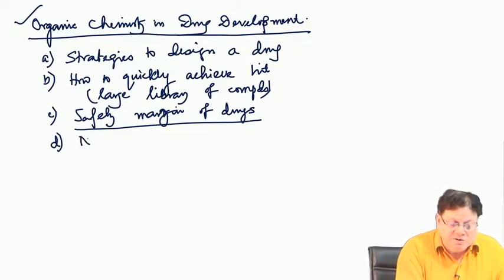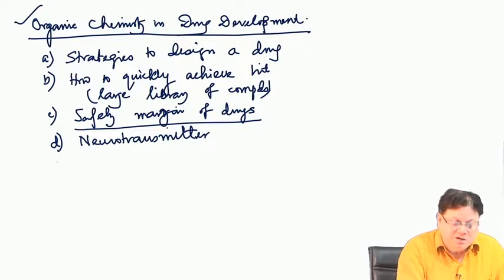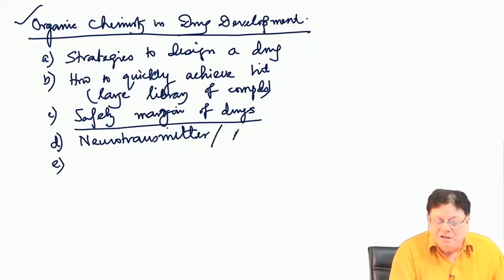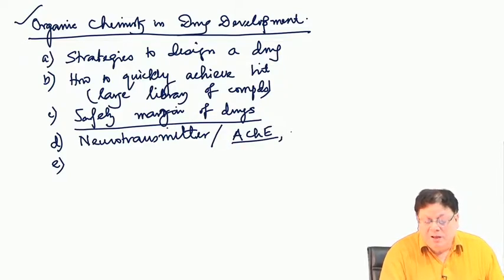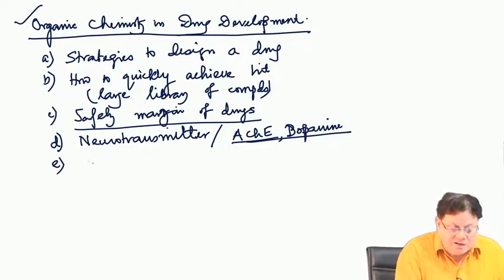Then we went on to the different classes of drugs. First, the neurotransmitters we discussed. At that time we discussed acetylcholine, AChE, and we also discussed dopamine. When we discussed all these, we discussed their production and their degradation and whatever effect they produce when binding to the receptor.